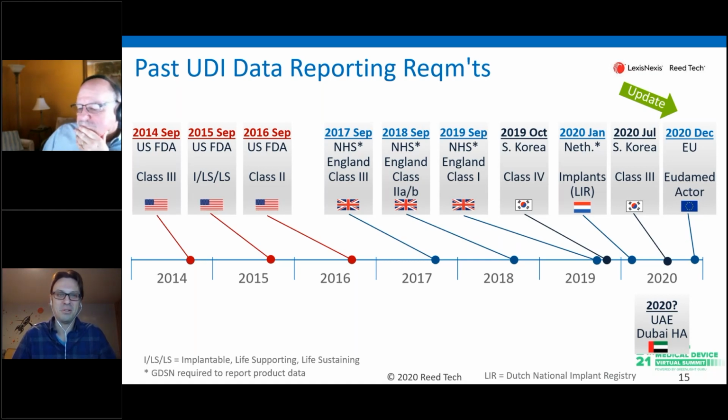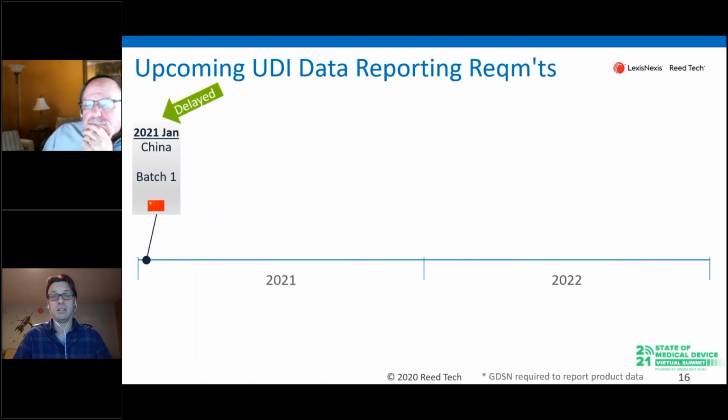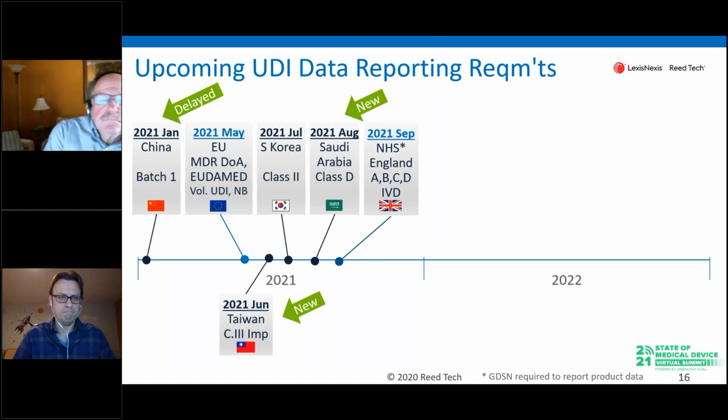I believe it's December 1st that launch occurred. So we're seeing progress there as well. Coming up to next year and the year beyond, there's no slowing down. We see January 2021 for the batch 1 deadline for China. We'll get into a little bit more of that later.